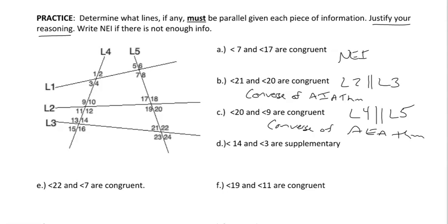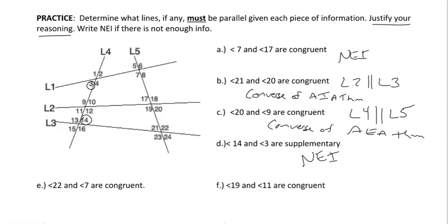Let's look at 14 and 3. Here is 14, here's 3. That's this intersection and this intersection, which means that line, and here's the transversal, and everything else don't pay attention to. These are alternate interior angles. Alternate interior angles are supposed to be congruent. They told me that it's supplementary. So really, that is not enough information. This one would be not enough information because these ones should have been congruent if we were going to do something.